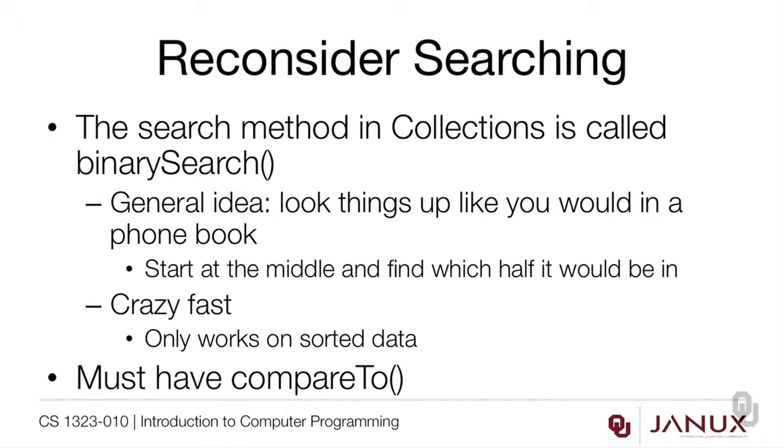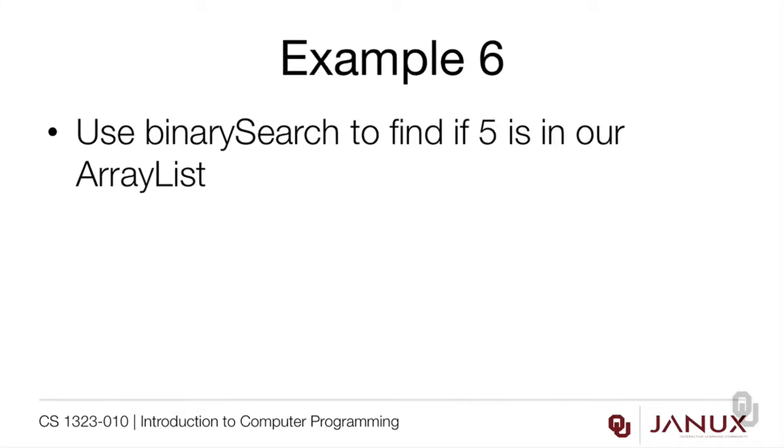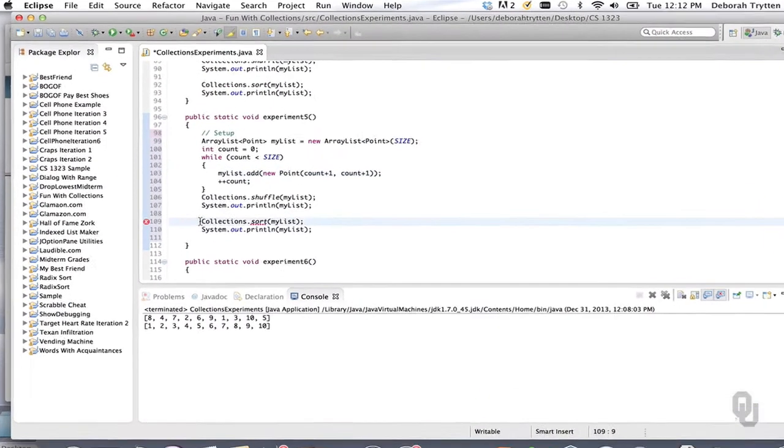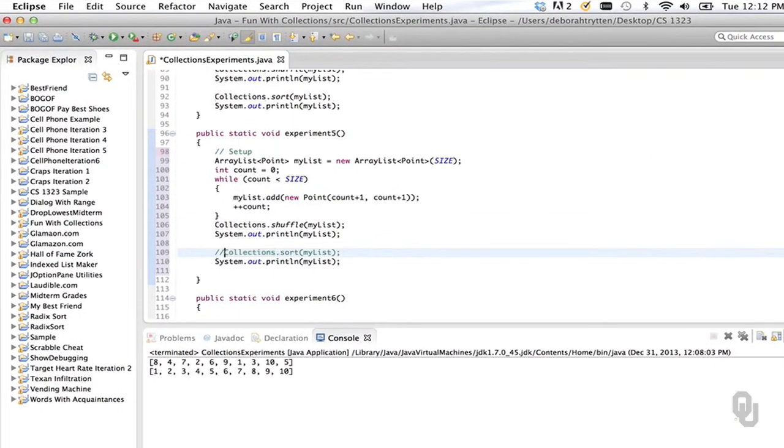And of course, this is going to use comparison, because notice we were saying if the data is bigger or smaller. Well, bigger or smaller means less than or greater than, and compareTo is the method that fills in for those. So here's example 6. Let's use binary search to find out if 5 is in our ArrayList. Now remember, we know this didn't work, so we're going to have to comment it out.